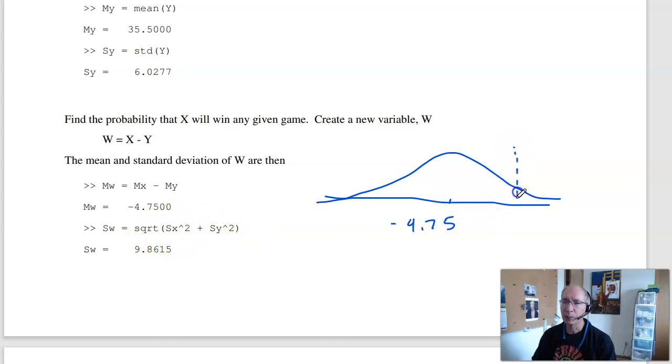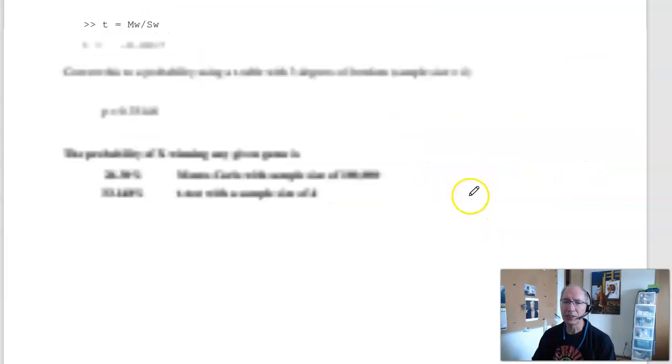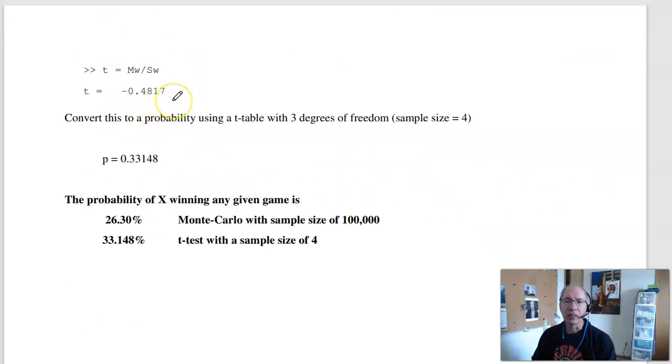and what I'm looking for is the number 0. What is the area to the right of 0? Because this is where X beats Y, misspelled Y, and this is where X loses to Y. Well, to determine that, I find the t-score. How far is 0 from the mean in terms of standard deviations? The t-score is minus 0.48.